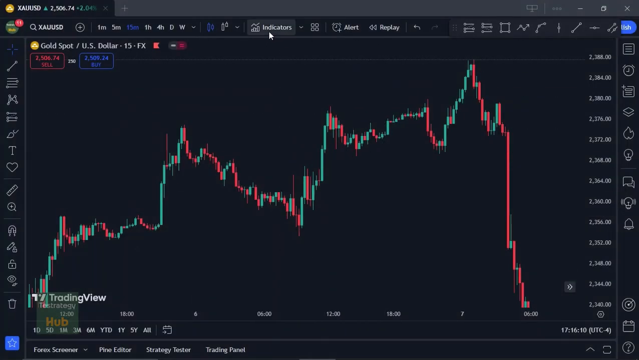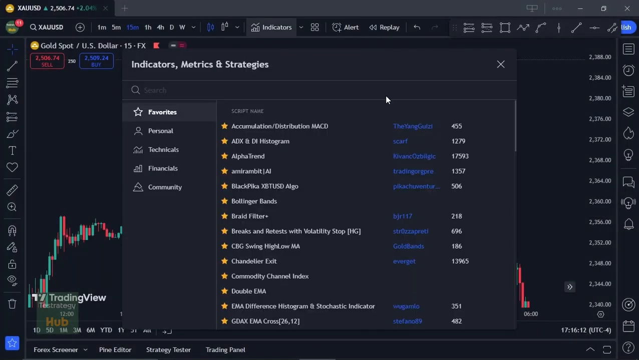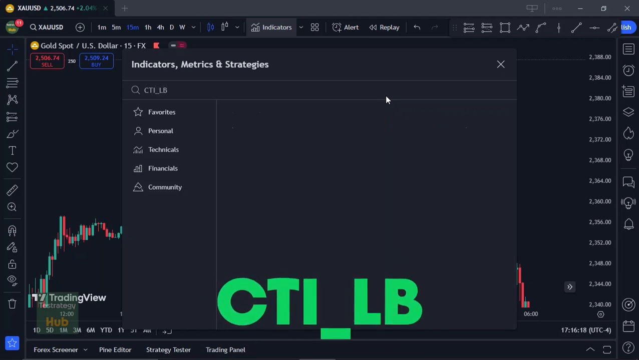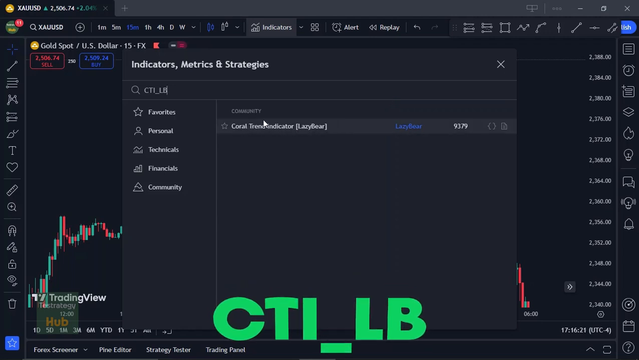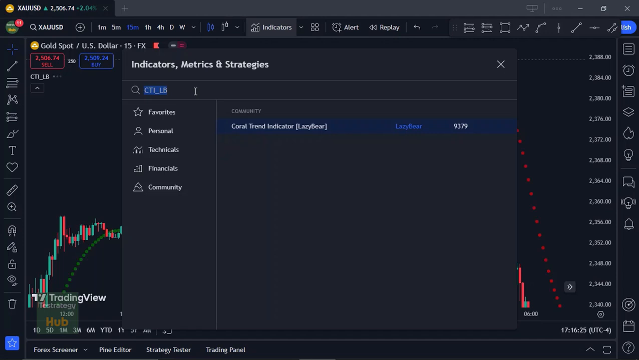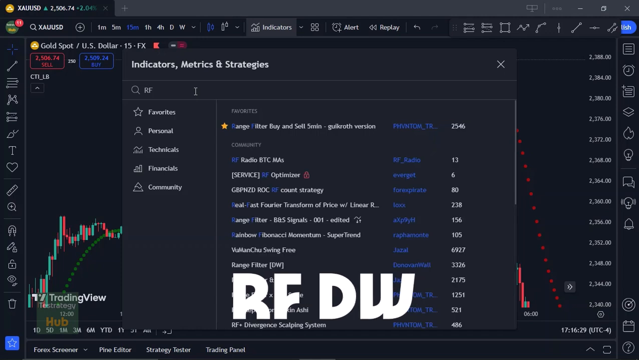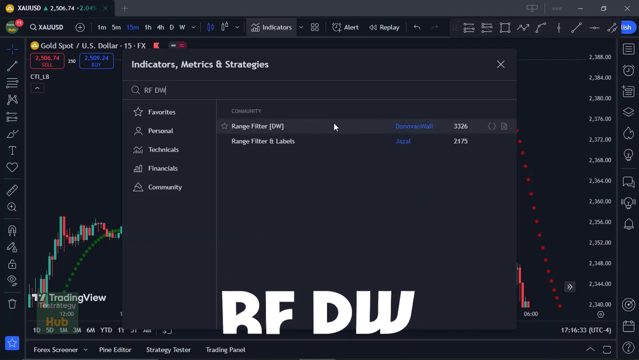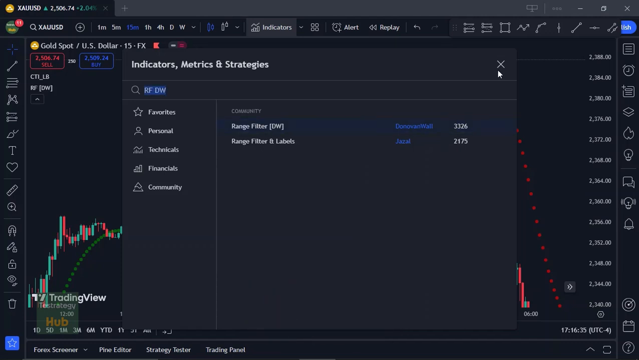This strategy consists of 2 indicators that we must search for. The first indicator, CTI-line LB, and we add this indicator to our chart. And we search for the second indicator, RF distance DW, and we add this indicator to our chart.